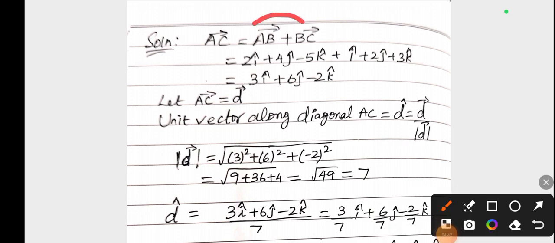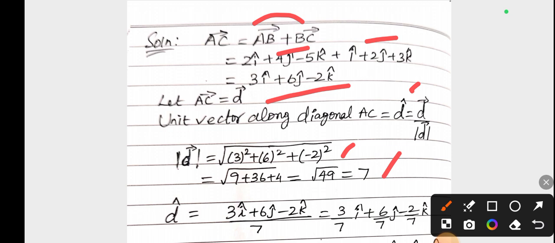You know, children, by the triangle law, AC vector is AB vector plus BC vector. Both you add. When you add, you get 3i cap plus 6j cap minus 2k cap. Then the unit vector along the diagonal, that is d cap. The formula for d cap is D vector divided by magnitude of D vector. So you apply the magnitude of D vector and you get the answer 7.